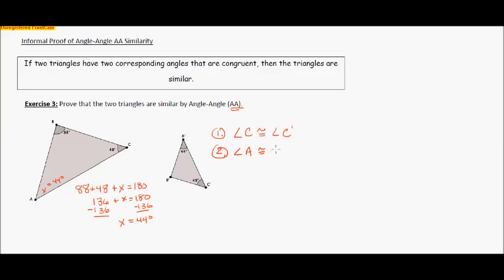So I had to do a little work for that one. They gave me this one right off the bat, right in the picture. This one I had to do a little work to figure out. And if I would have picked angle B, B prime over here, this would have come out to be 88 degrees. So I could have used that one as well. So I've done my job. I've done this proof up here. I've figured out that the two triangles have corresponding angles that are congruent.